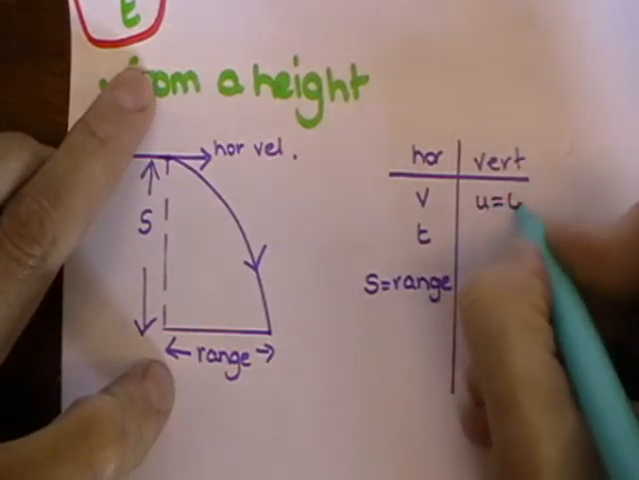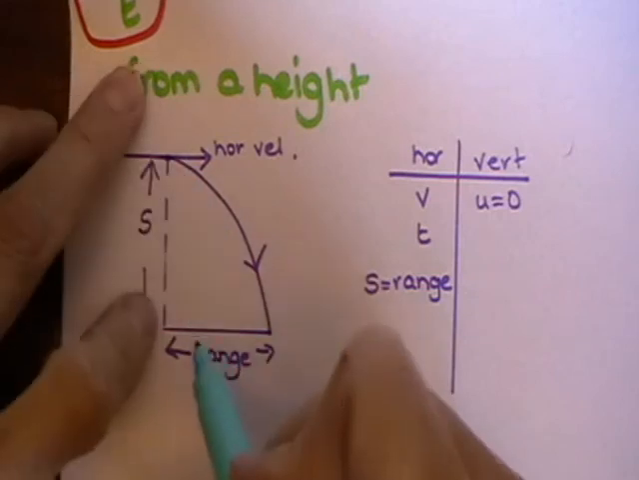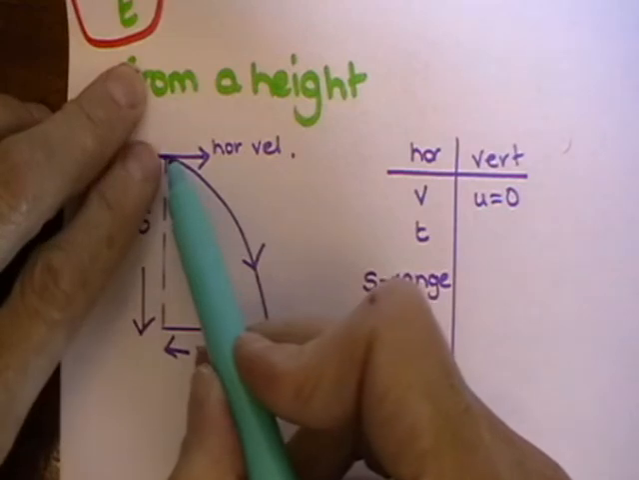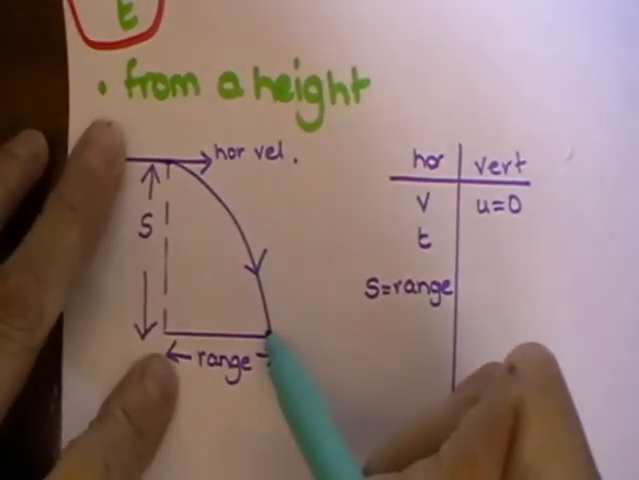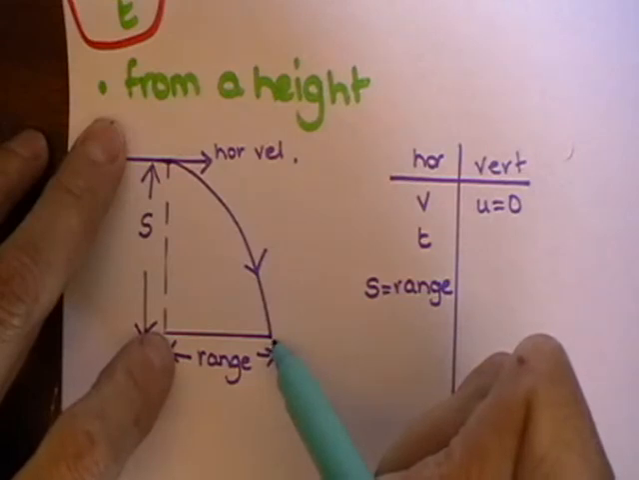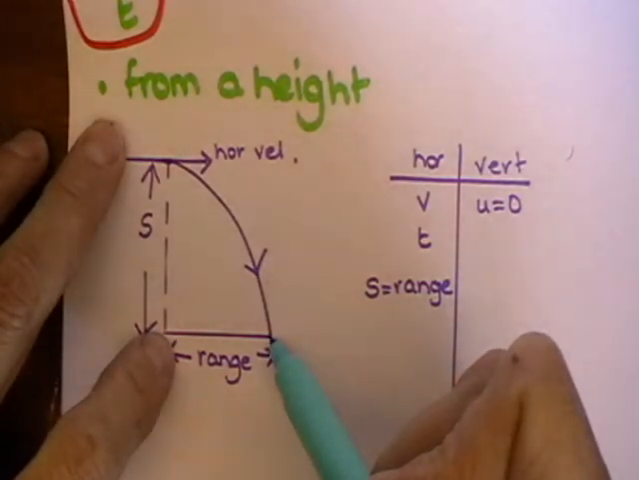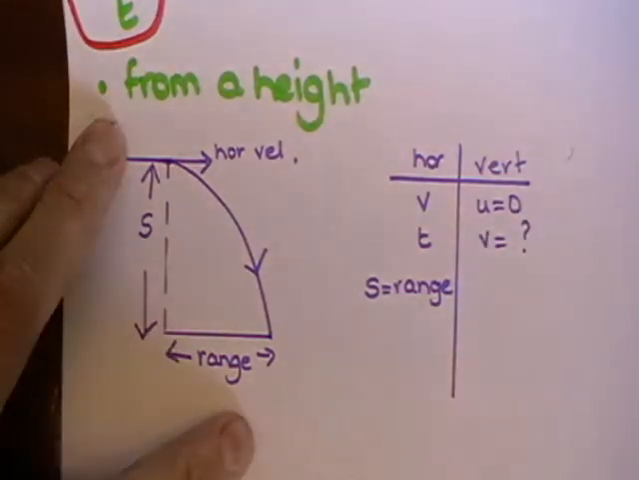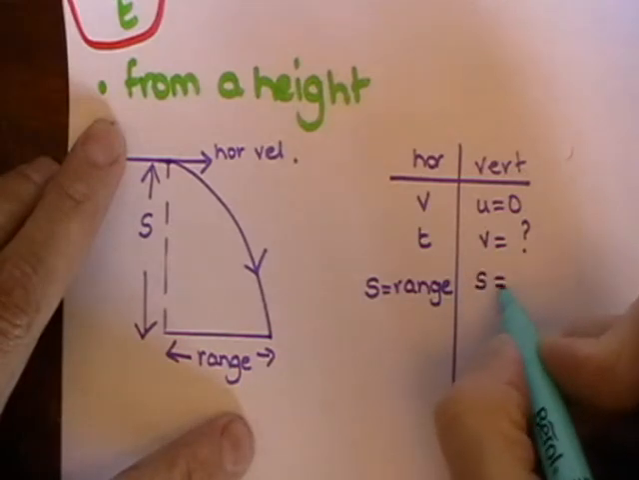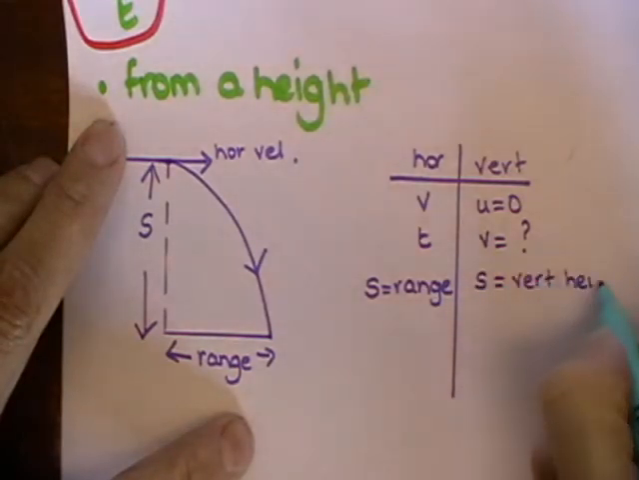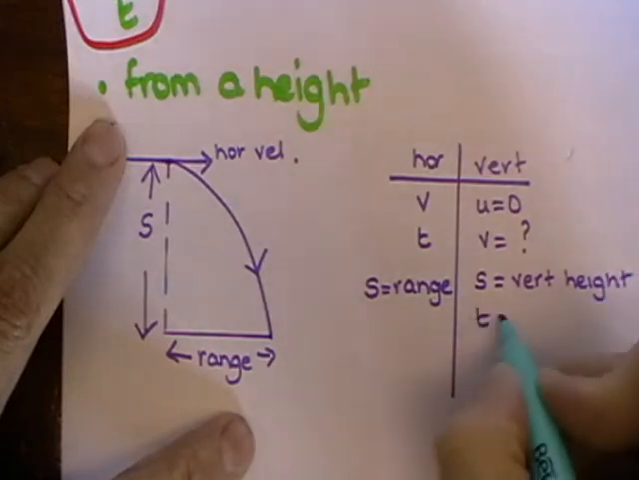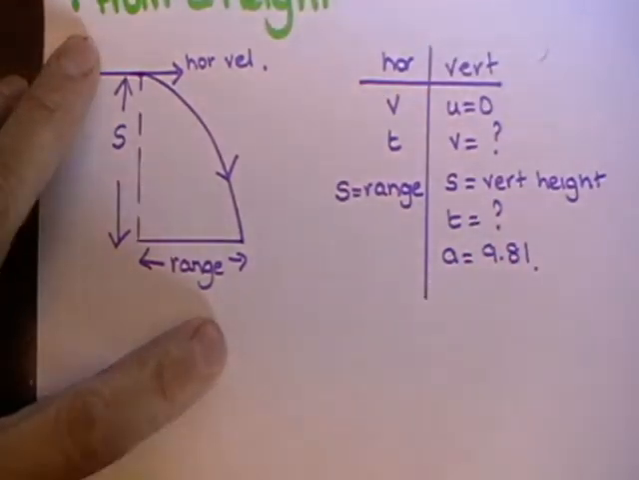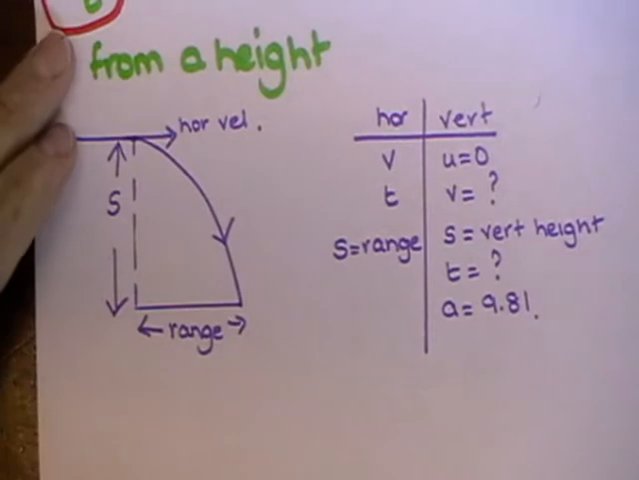Vertically, what do you know? You know the initial velocity is equal to 0 because this is just like dropping something at the same time that it's been shot outwards. And if you did drop something at the same time as another object which has been shot outwards like that, they would both hit the ground at the same time. No matter what their masses are, the mass is independent of the vertical motion. So U is equal to 0. V we don't know, we may have to calculate. The height is just the vertical height. You may be given that. The time, you probably don't know. And acceleration due to gravity, you always know, is 9.81. And you may have to do a calculation there of some description.